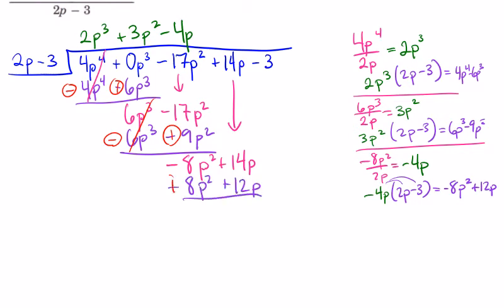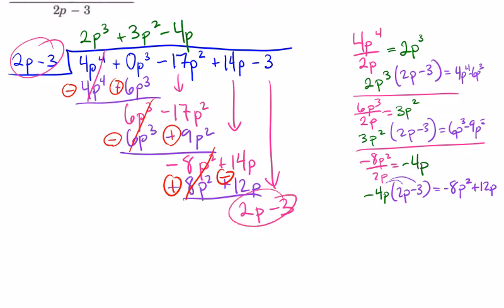Change the signs, right? Because we're subtracting. These cancel out, as they always do. We get 14p minus 12p, which is 2p. Okay, then we bring down that minus 3. All right, and look at this time. We have the exact same value, so I wonder what's going to happen there.